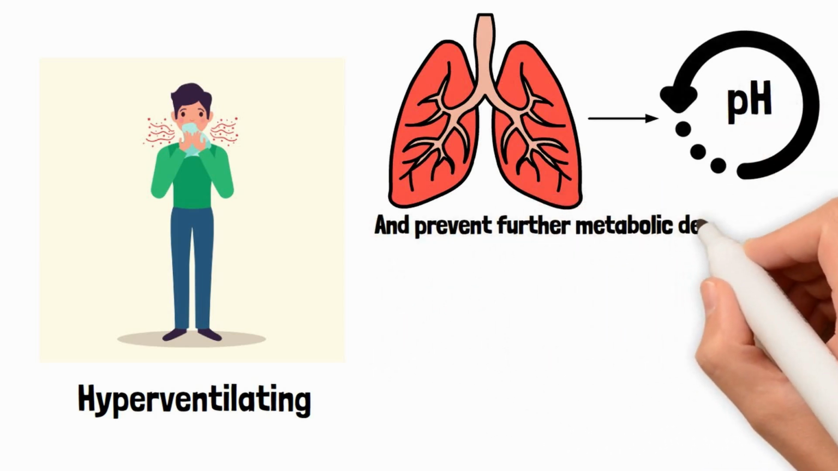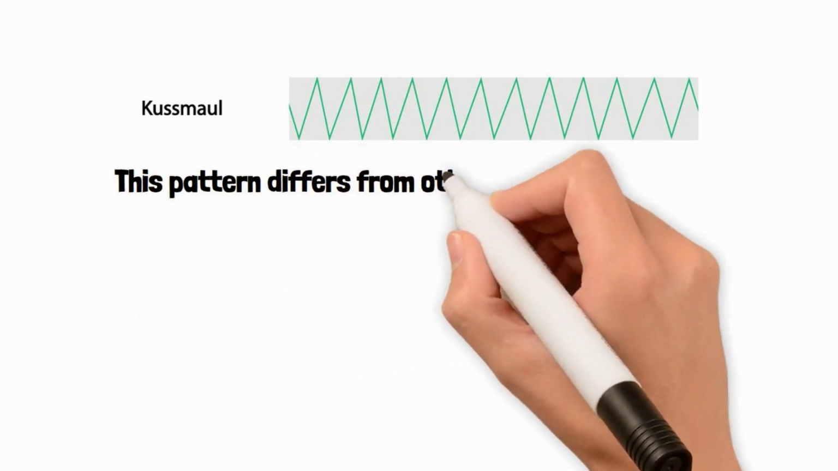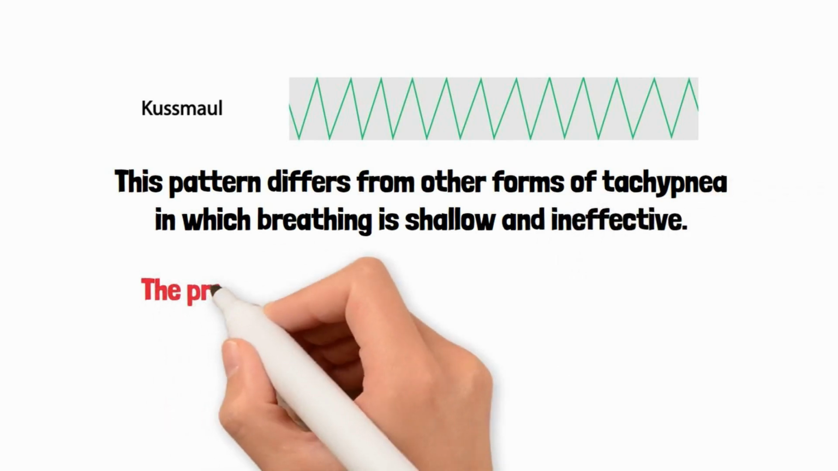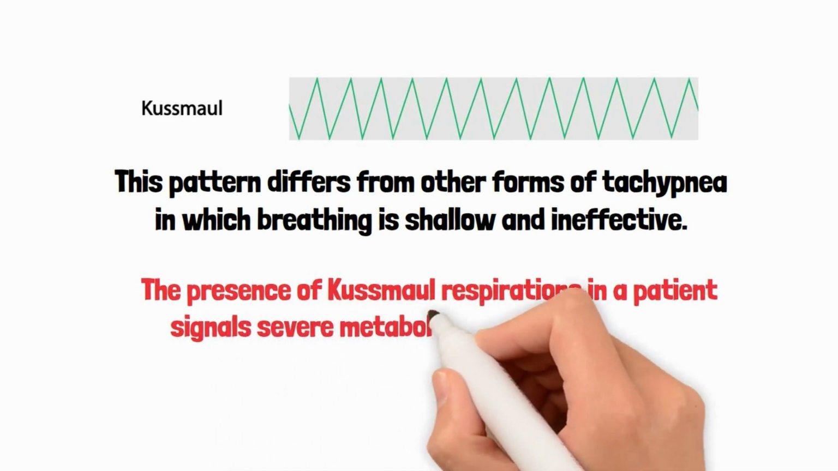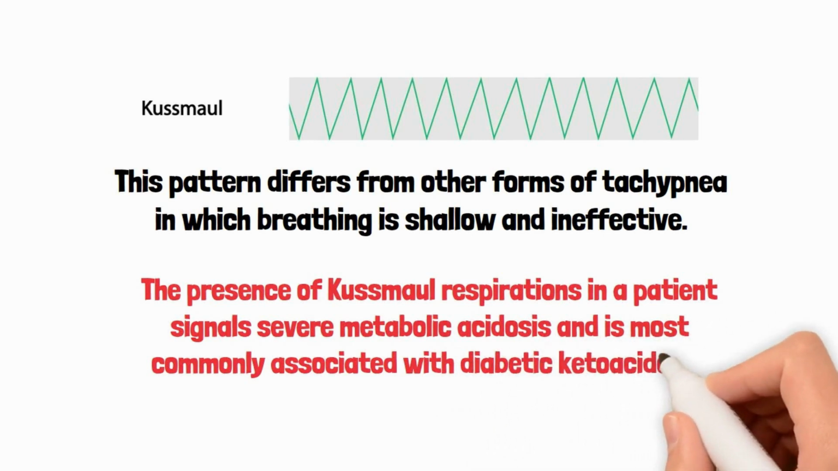further metabolic derangement. Kussmaul respirations are characterized by an increased tidal volume, the amount of air you breathe in one breath, and an increase in respiratory rate. Therefore, Kussmaul respirations are often identified by a patient breathing fast and deep. This pattern differs from other forms of tachypnea, in which breathing is shallow and ineffective. The presence of Kussmaul respirations in a patient signals severe metabolic acidosis and is most commonly associated with diabetic ketoacidosis.